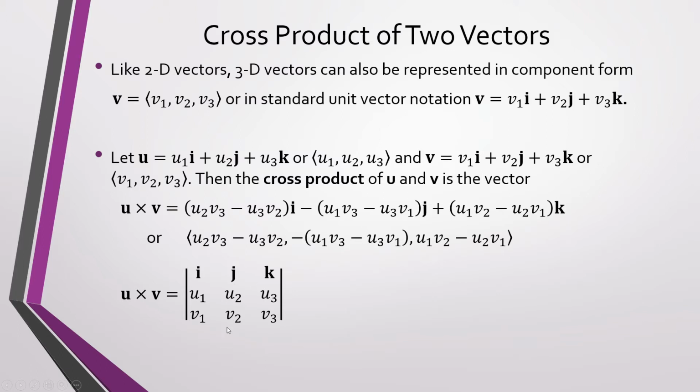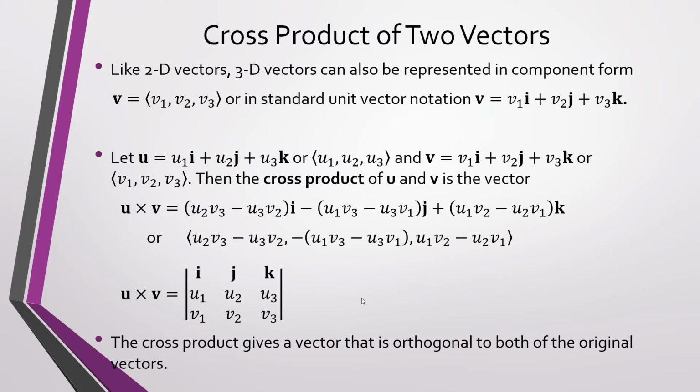To get our y component, we ignore the terms in the y column, and then we find the determinant of the remaining two columns. So we multiply our first diagonal, u sub 1 times v sub 3, minus u sub 3 times v sub 1. And then we have to remember to make that term opposite. And then to get our z component, we ignore the numbers in our z column and multiply our first diagonal, u sub 1 times v sub 2, minus the product of our second diagonal, u sub 2 times v sub 1. So that's where those products are coming from. The cross product gives a vector that is orthogonal, or perpendicular, to both of the original vectors.